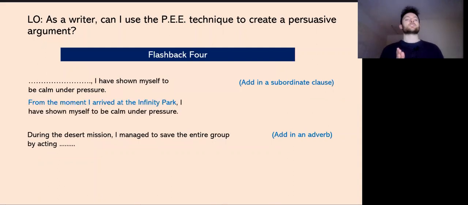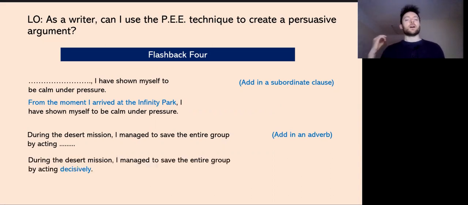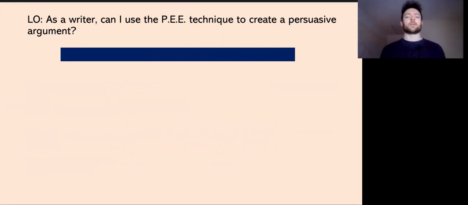Welcome back. So I chose, from the moment I arrived at the Infinity Park, I have shown myself to be calm under pressure, okay? Once again, I'm giving it a time context and I'm saying, ever since I got here, I've been really calm, okay? And then for the second one, during the desert mission, I managed to save the entire group by acting decisively, okay? So I'm modifying the verb acting. I acted decisively, okay? That's my adverb. We're going to use these tools later on today, and this is going to help us be more persuasive, okay?